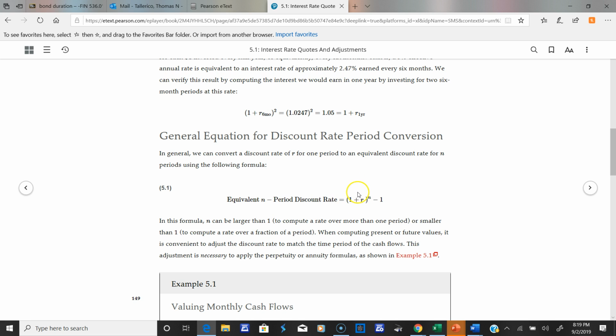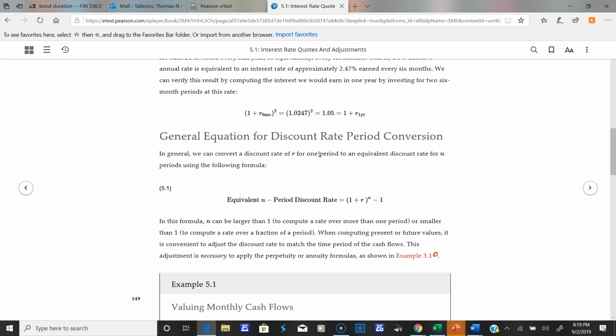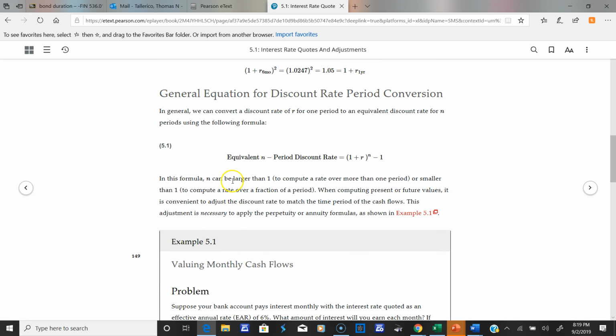So it all depends on if we want to go further out for 5 years or 2 years or less than a year. So you can see over here it was greater than 1, and over here it was less than 1. So they make an interesting point here. In this formula, n can be larger than 1 to compute a rate of more than 1 period, or smaller than 1 to compute a rate over a fraction of a period.